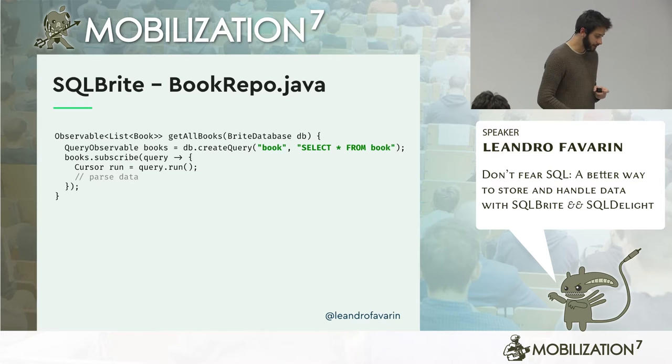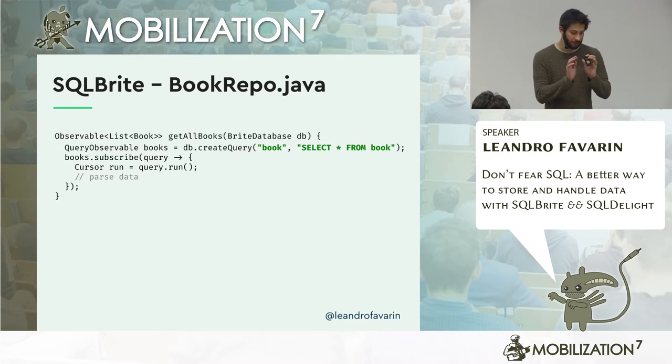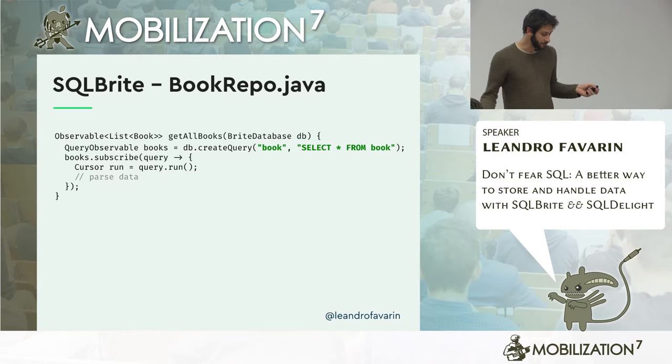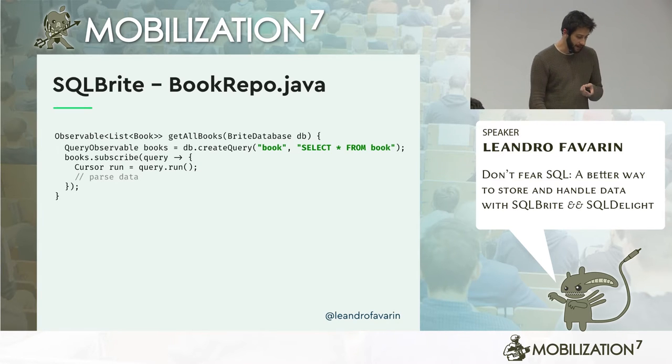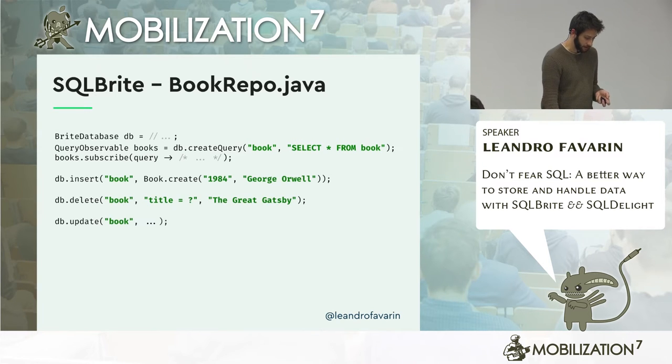OK, let's try to make use of the library then. So here we are again on the book repository. Here I'm using only SQLBrite, and I'm passing this string that's select asterisk from book, and now it gives me back this query observable, and after executing this run, it's going to give me the cursor, and then I can use it to map my data. So for example here, when I have this database, I can have inserts, I can do deletes, I can do updates, and as long as I'm subscribed to this, the query is going to update me.